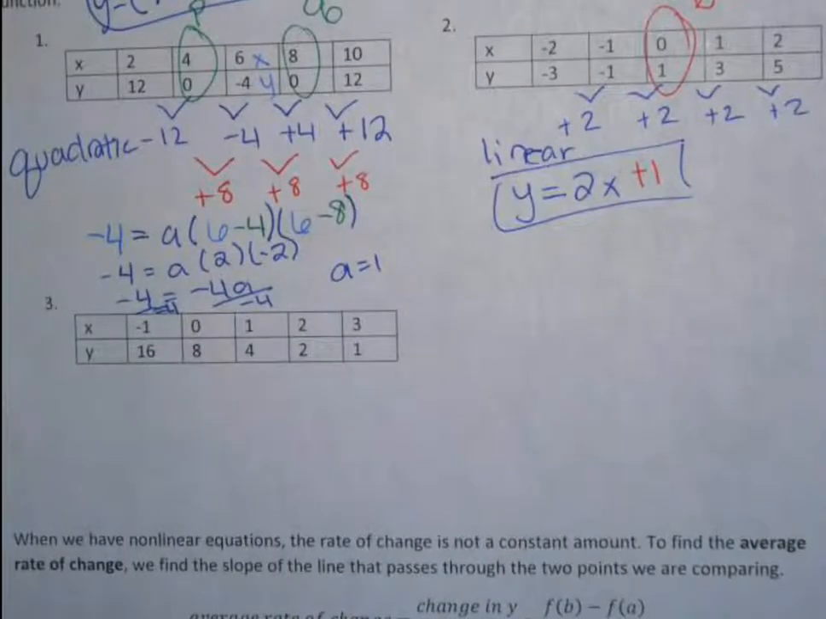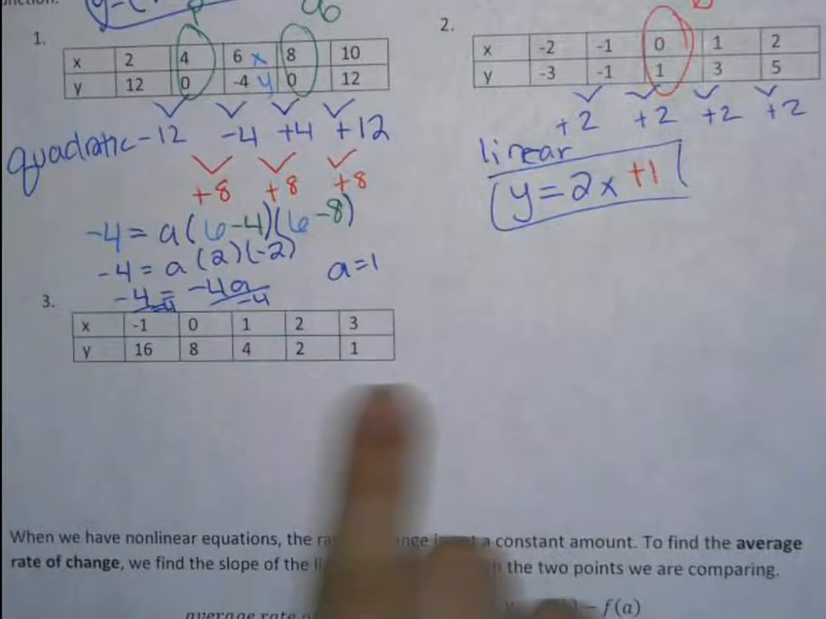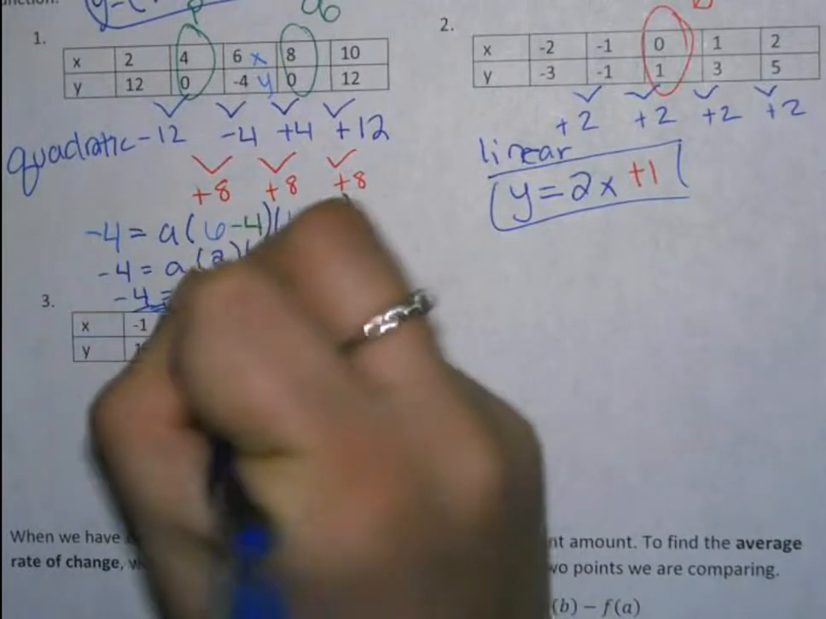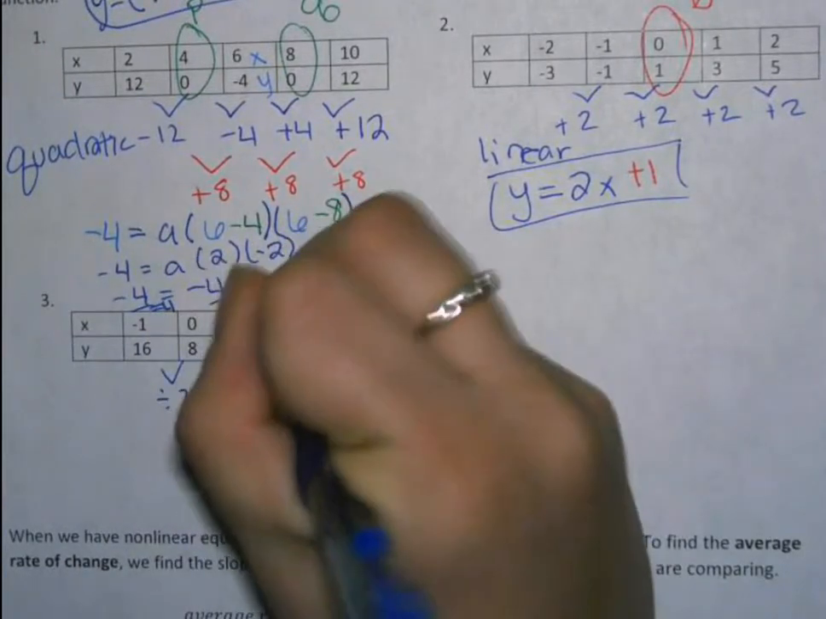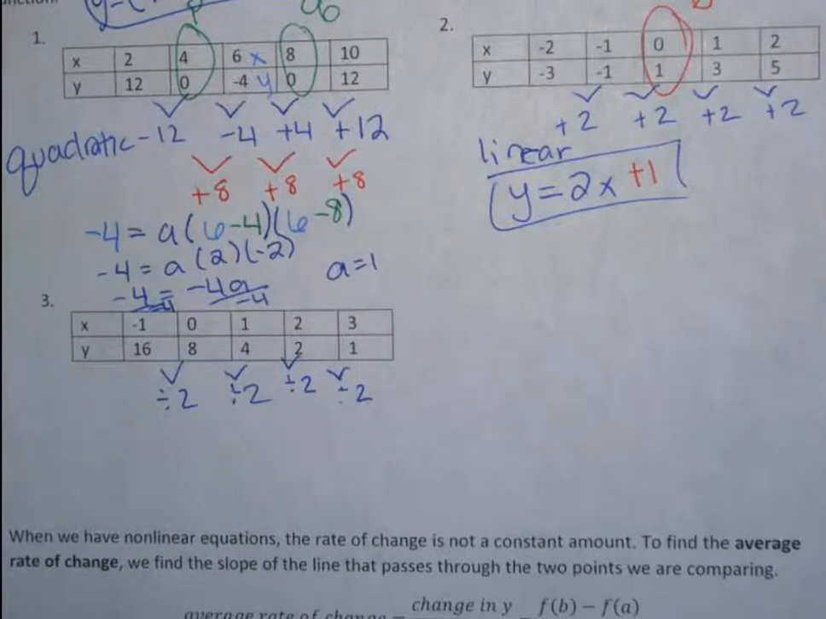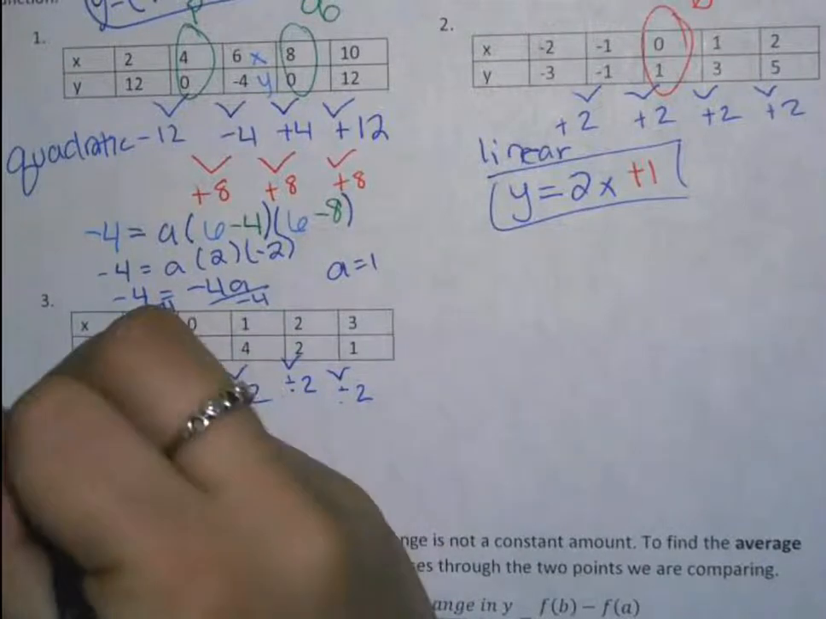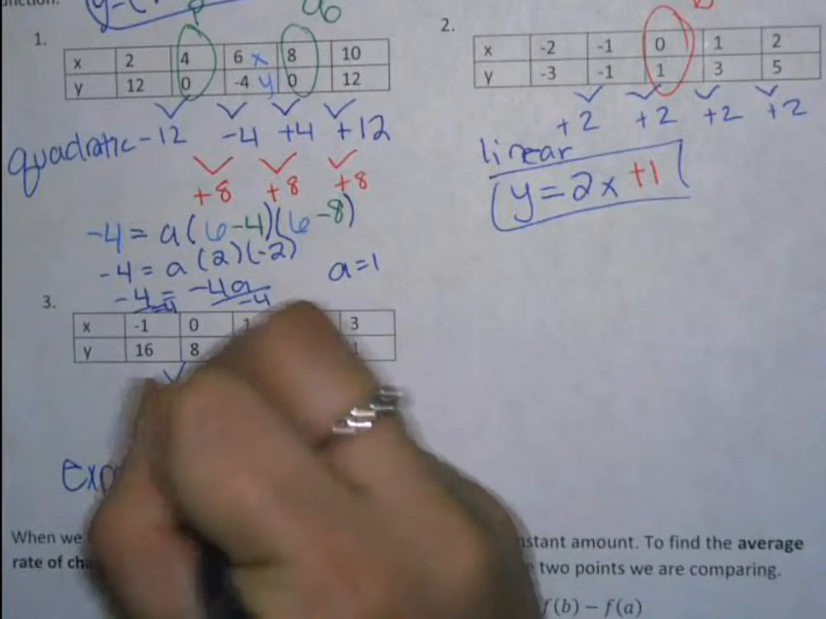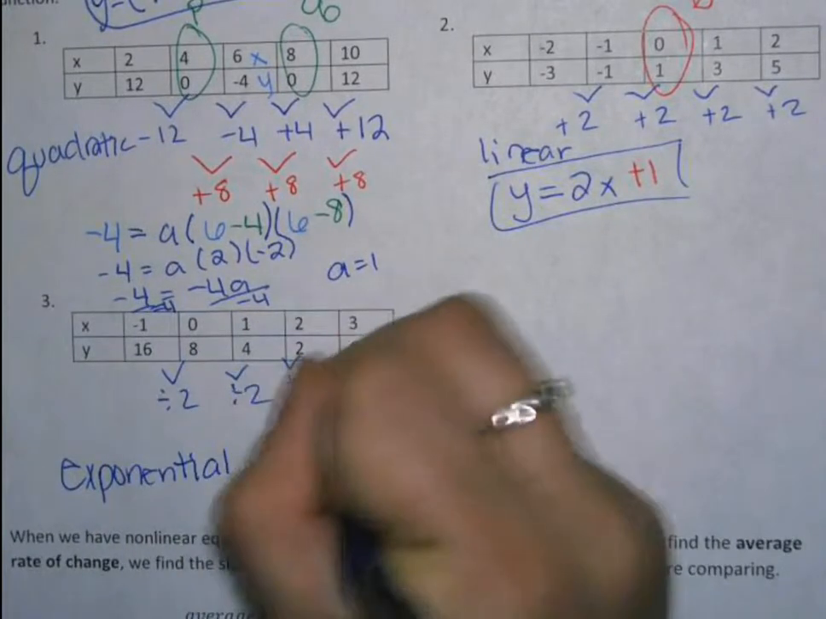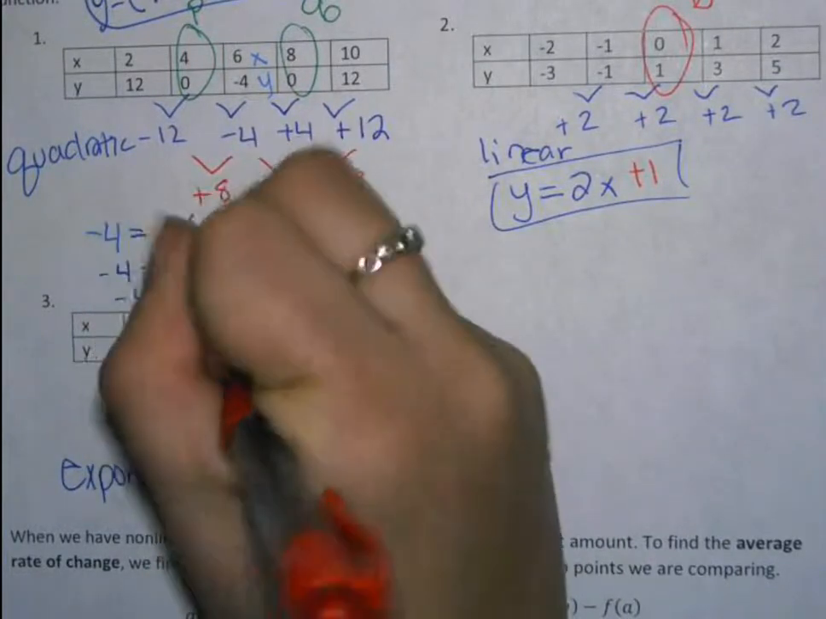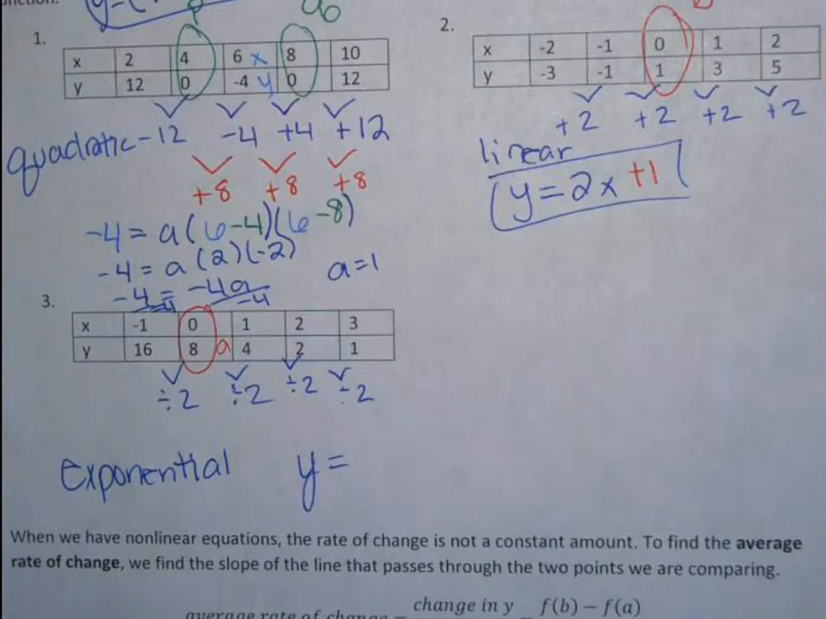On number 3, what's the pattern with the numbers? Dividing by 2. So this one is going to be what type of function? Quadratic, linear, or exponential? Exponential. And then to write this equation, it's y equals a times b to the x. My a value for this one is the number with 0. So this is my a value, the 8.